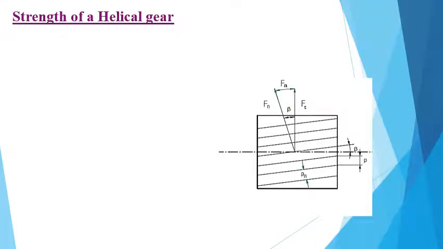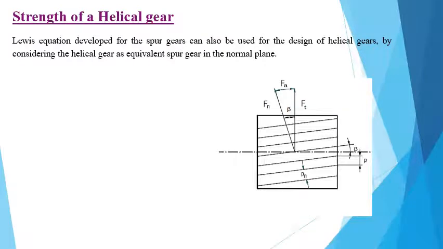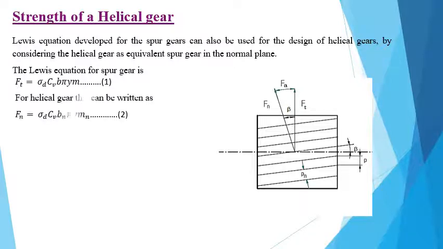Strength of a helical gear. So the Lewis equation, which is developed for the spur gears, can also be used in the design of helical gears by considering the helical gear as an equivalent spur gear in the normal plane, that is normal to the helix of the teeth. So the Lewis equation for spur gear is given by Ft is equal to sigma d into Cv into B into pi y into M. Let's take it as equation number 1.